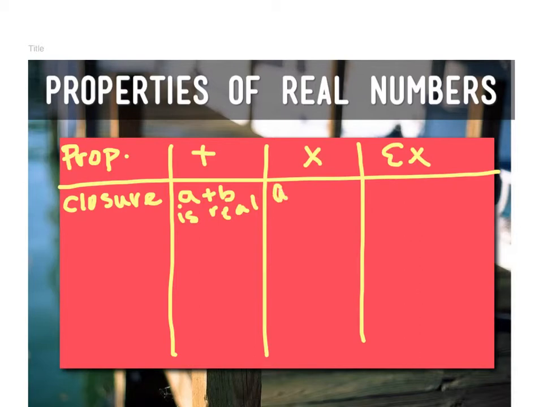And A times B is real. Alright, so an example would be like 2 times 3 equals 6. Or we could do 2 plus 3 equals 5.